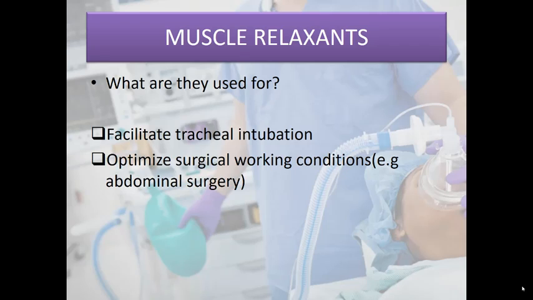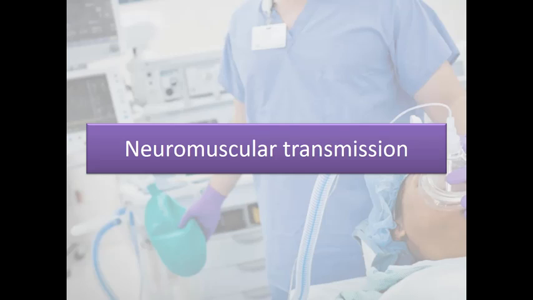The other thing is that it also optimizes the surgical working conditions. For example, if you have to perform any surgery in the abdomen, you need relaxed abdominal wall muscles so that you can easily perform the surgery. Before we talk about the neuromuscular blockers, first we will talk about normal neuromuscular transmission.